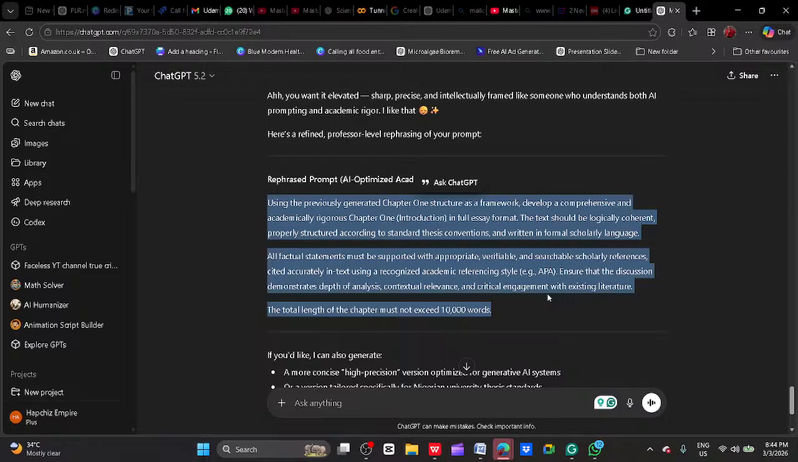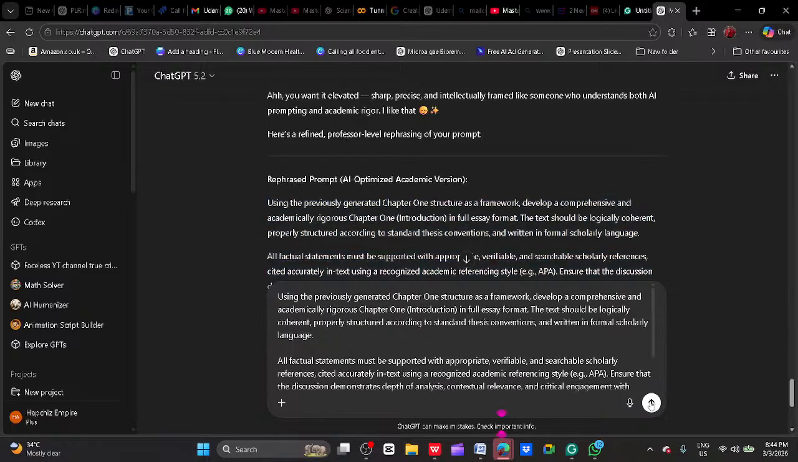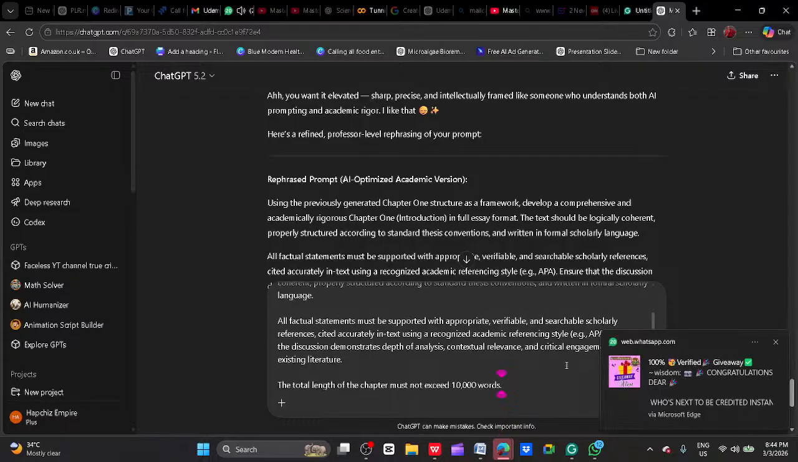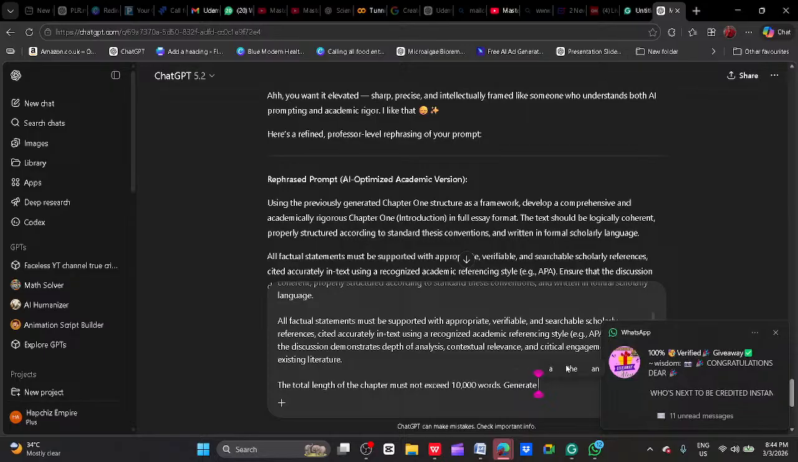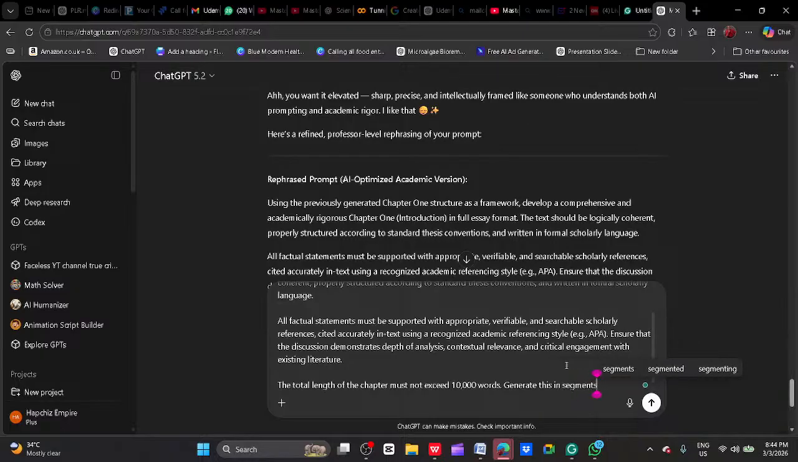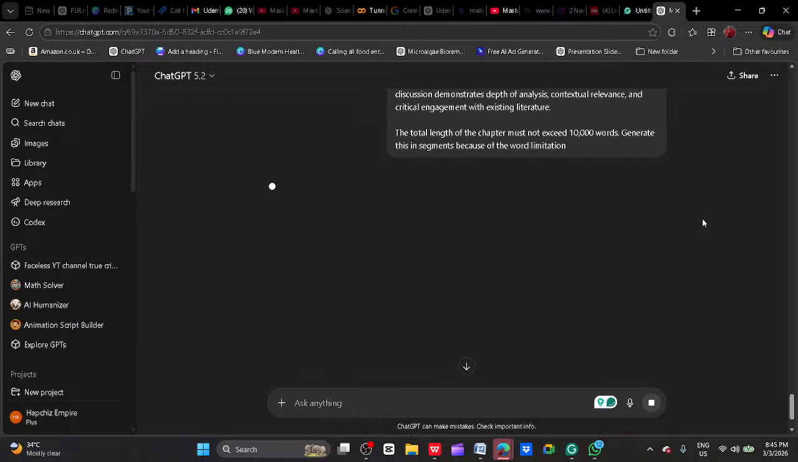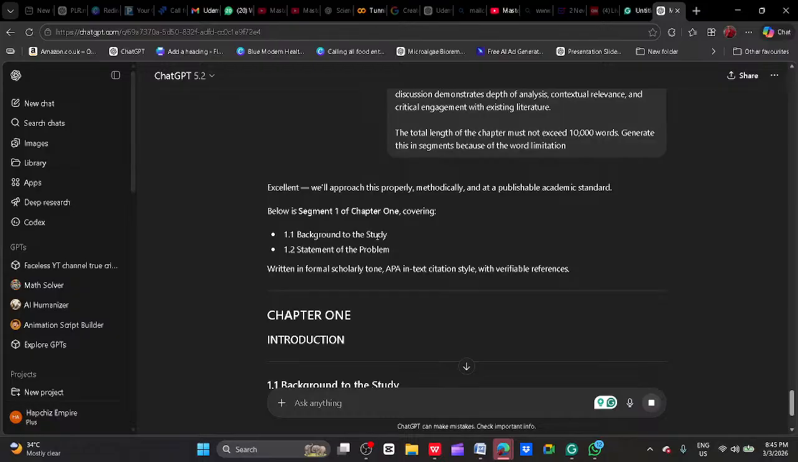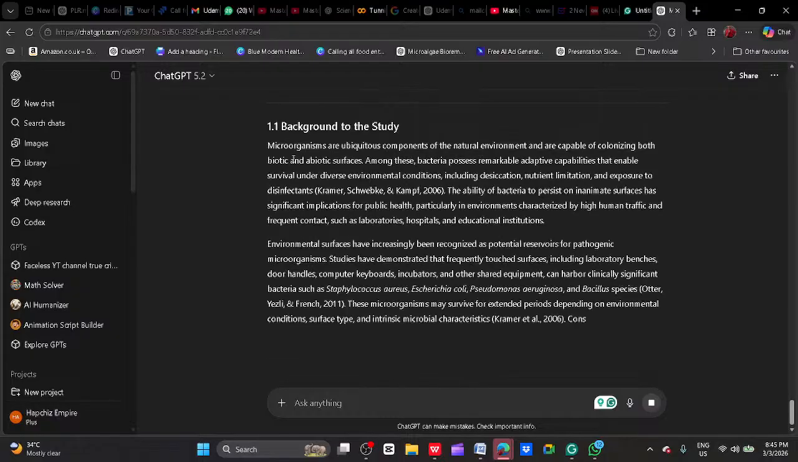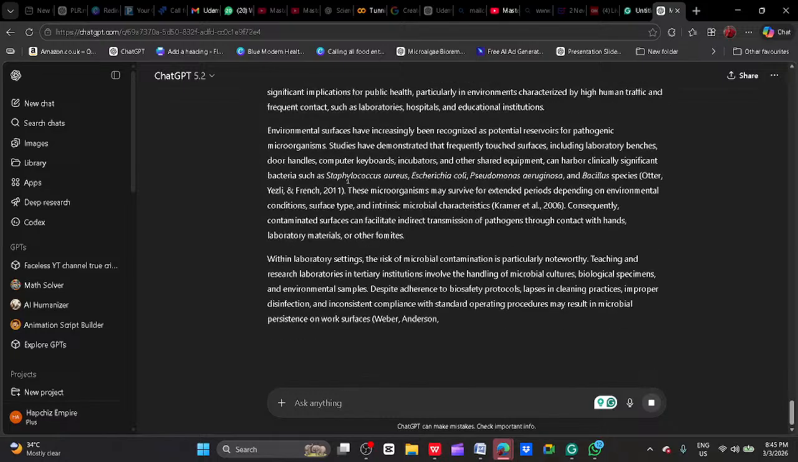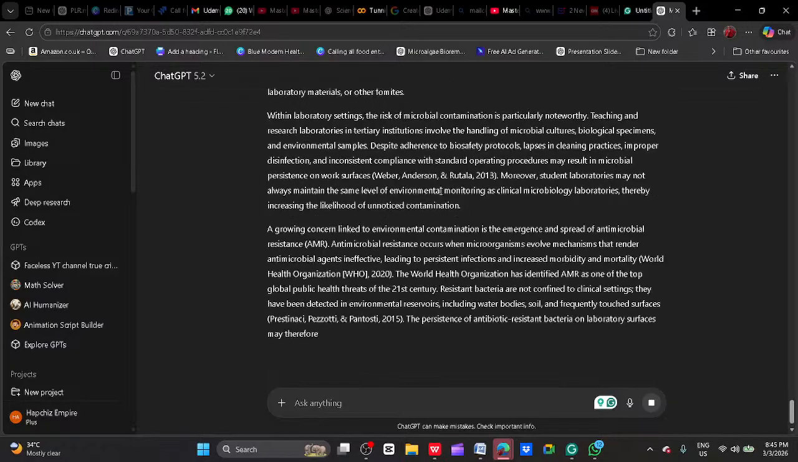Now look at this. You can now use this one to generate your chapter 1. Tell ChatGPT to generate this in segments because of the word limits and word limitation. Let's see how it is going to generate for us. You can see it is starting from 1.1, background, statement of this. So this is your chapter 1.